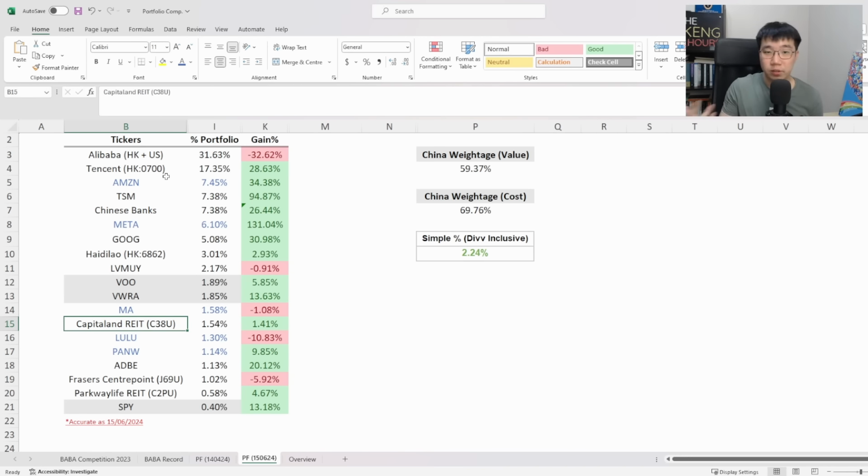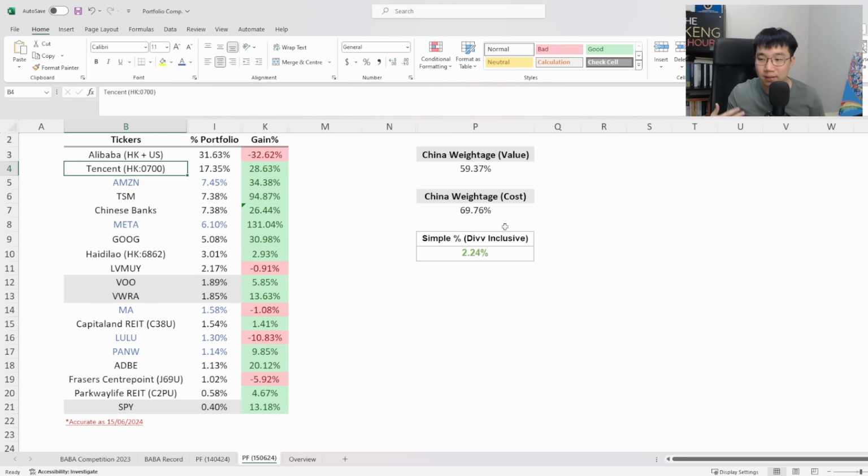And by now, you should have known, I'm a big Chinese tech advocate. I'm a big Chinese tech bull. At least 50% of my portfolio is in both Alibaba and Tencent. I have not lost faith. I'm still holding on. But in terms of percentage weightage, China on cost is still roughly 70% of my portfolio. On a current value basis, it's roughly 60%.